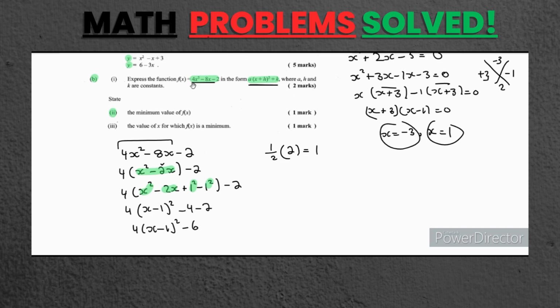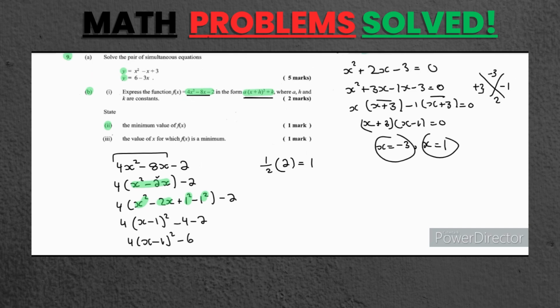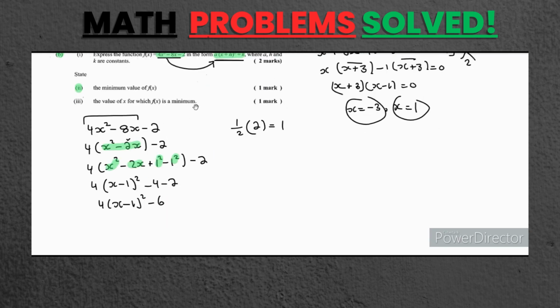So then what we have done here, we have converted this function into vertex form, right? So this will be the answer. Then we will see what they ask in the next part. State the minimum value of f(x). We have to find the minimum value of the function, right?